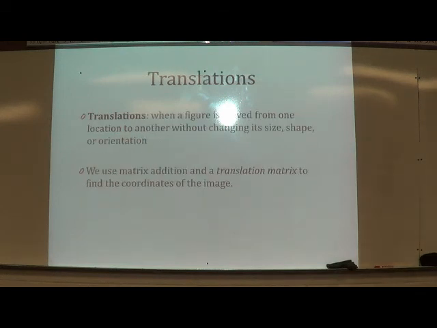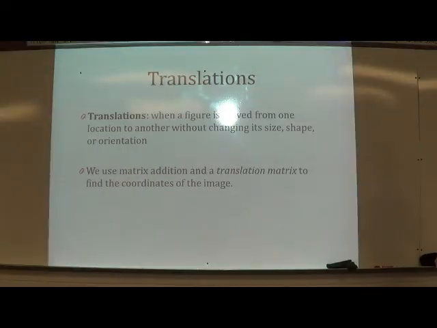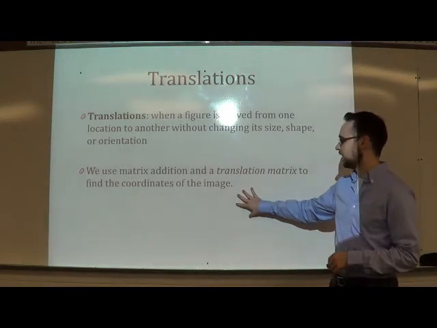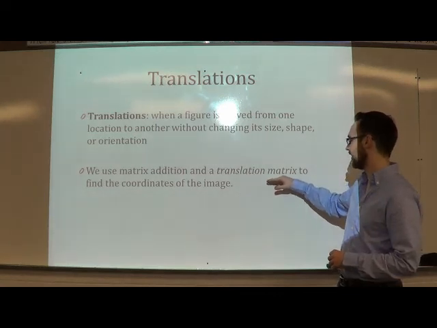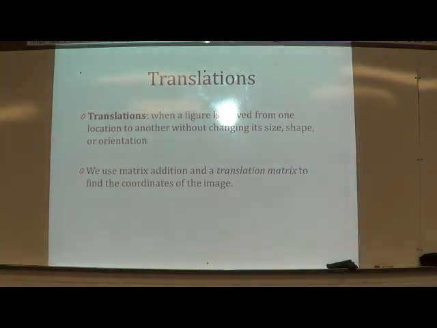Translations. Translations are just when you take a figure and you physically pick it up and move it to a different location. You don't change its size, you don't change its shape, you don't change the orientation of the figure, you're just really picking it up and moving it to a different location on the graph. So here, a translation is when a figure is moved from one location to another without changing its size, shape, or orientation. And to do this, we're going to use matrix addition with a translation matrix to find the coordinates of the image. That translation matrix, we'll talk about here in a second with the first example.